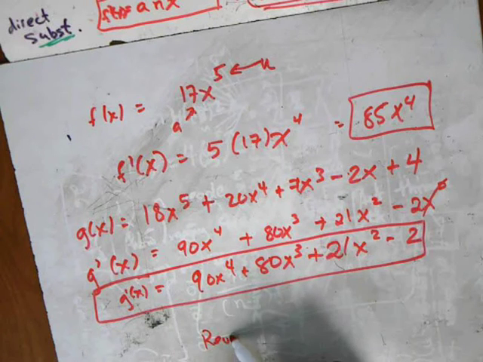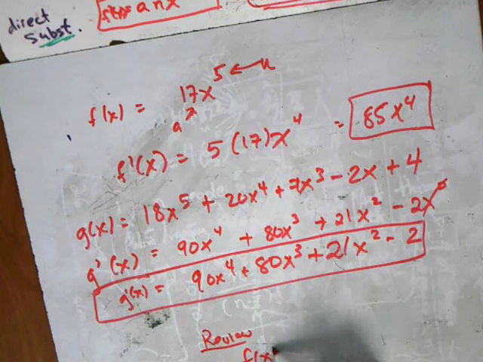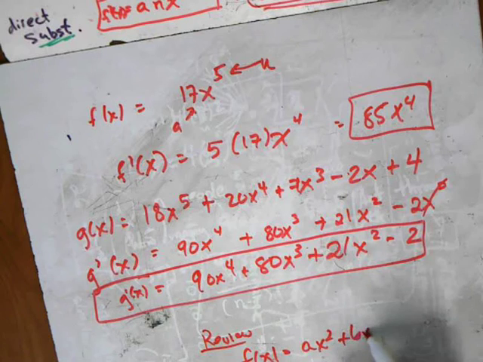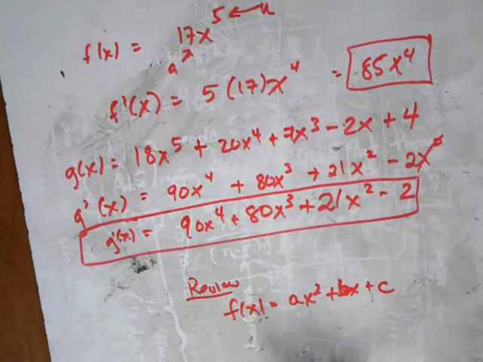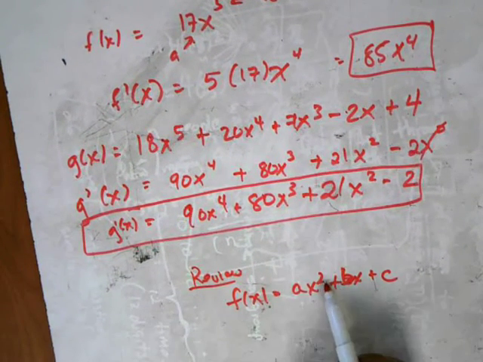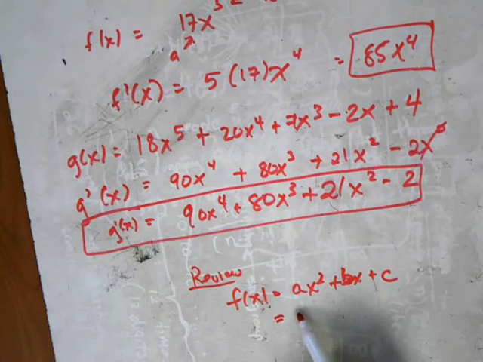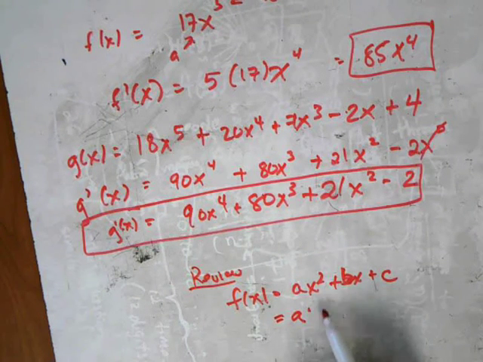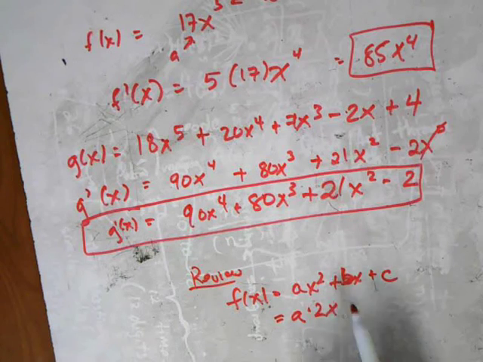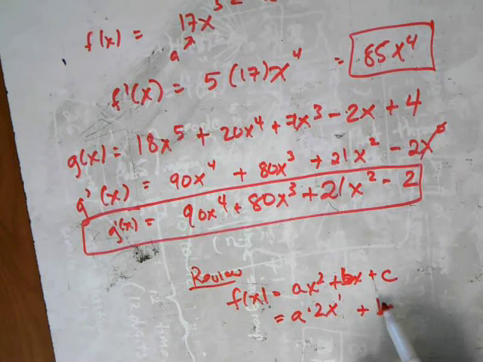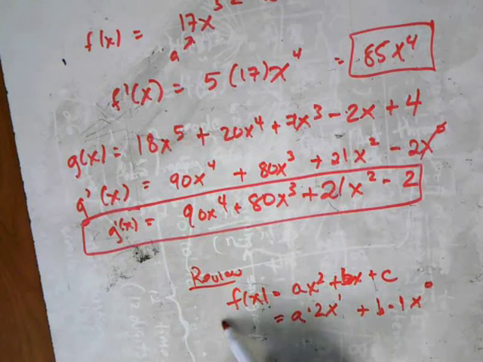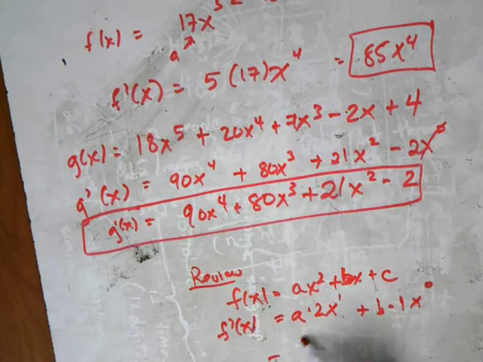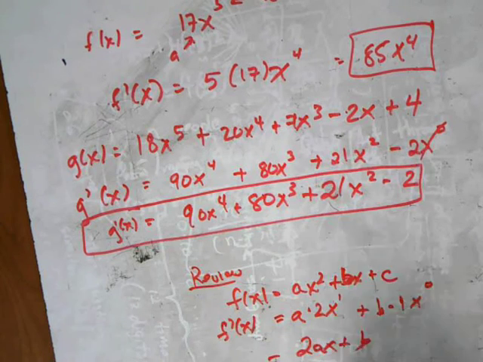Let's review and look back at what we did before. f of x equals ax squared plus bx plus c. One of the nice things about the rule that we just proved is that in this case, we get a times the power, that's 2, times x to the power minus 1, plus b times the power, which is 1, times x to the 0th, which is just 1. This is f prime of x. So this is 2ax plus b.